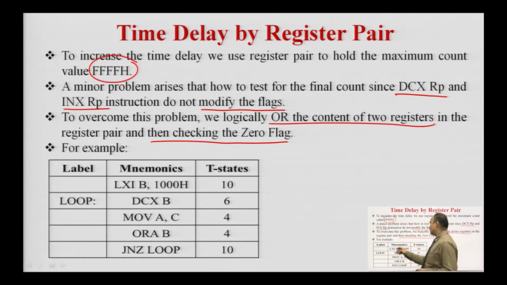So, here is the program which uses a register pair, that is register pair BC, which is loaded with the value 1000H. The T states required to execute this instruction is 10 T states, and then the DCX B instruction will execute. When this instruction is executed, the BC register pair is decremented by 1, and the T states required is 6. MOV A, C requires 4 T states, ORA B instruction requires 4 T states, and the JNZ loop instruction requires 10 T states. When the condition is true, it requires 10 T states; when the condition is false, it requires 7 T states.